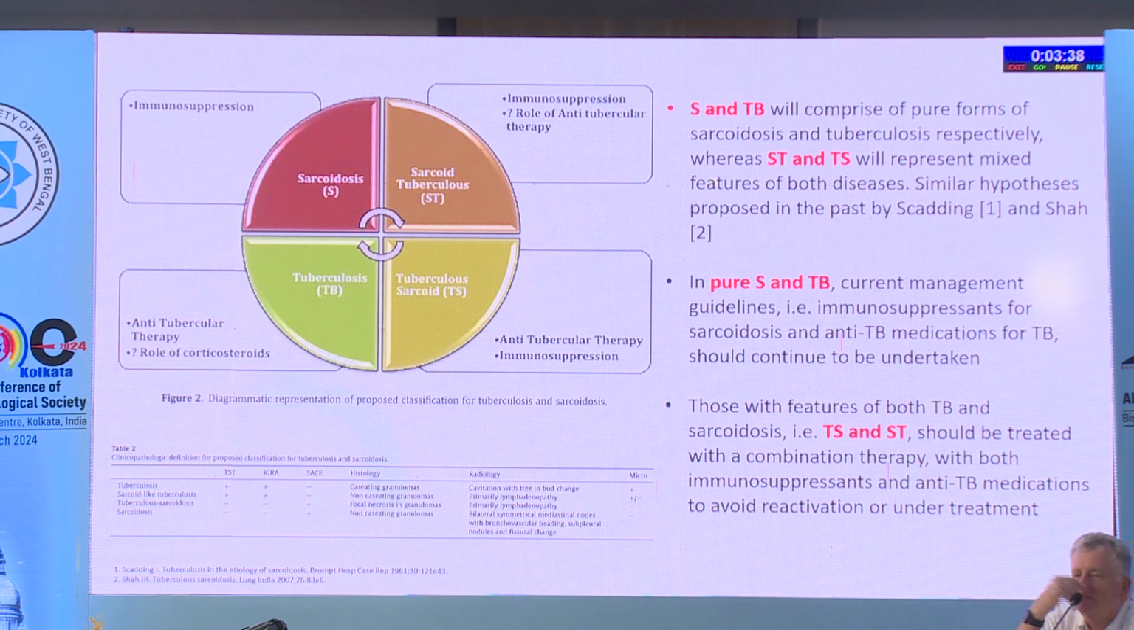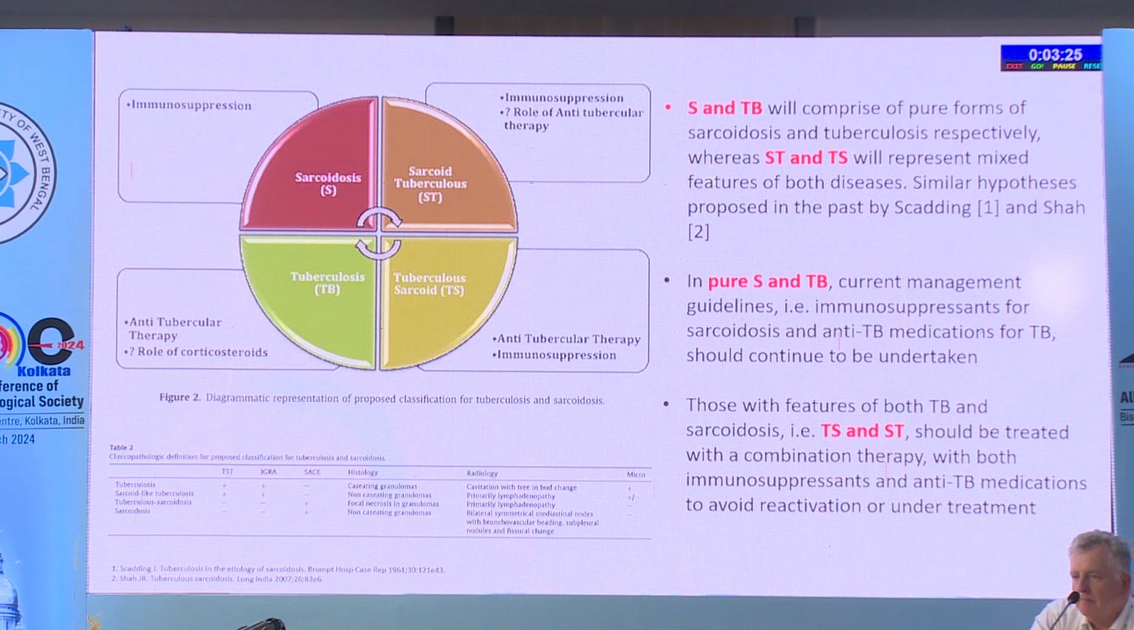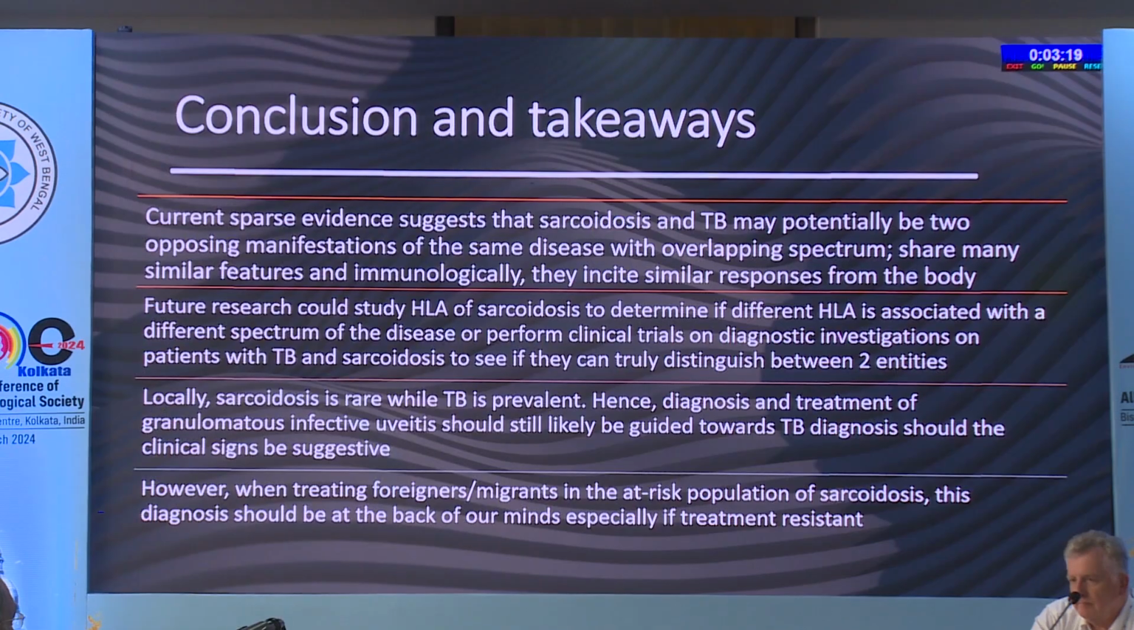You give immunosuppressive therapy where you think it is sarcoid tuberculoma, and where it is TB, it is anti-tubercular therapy. Where you think TB, you only give TB therapy, no immunosuppression. So this is the idea if you want to bracket and segregate your classification. But again, a concept note, haven't been proven, but something which you can take.